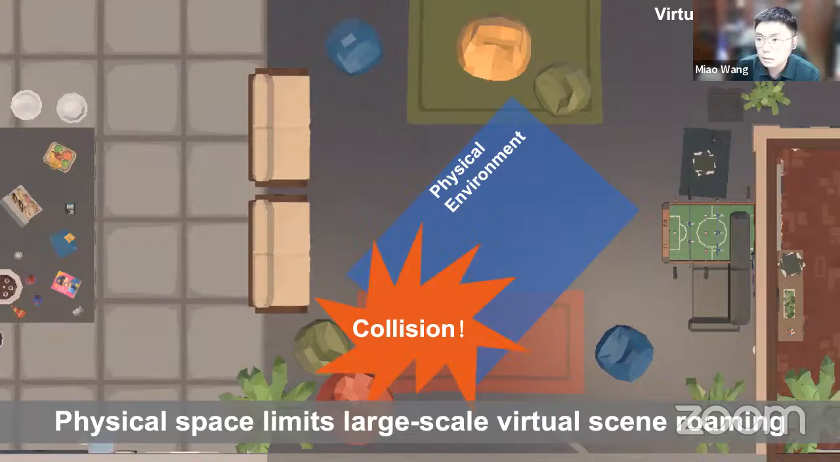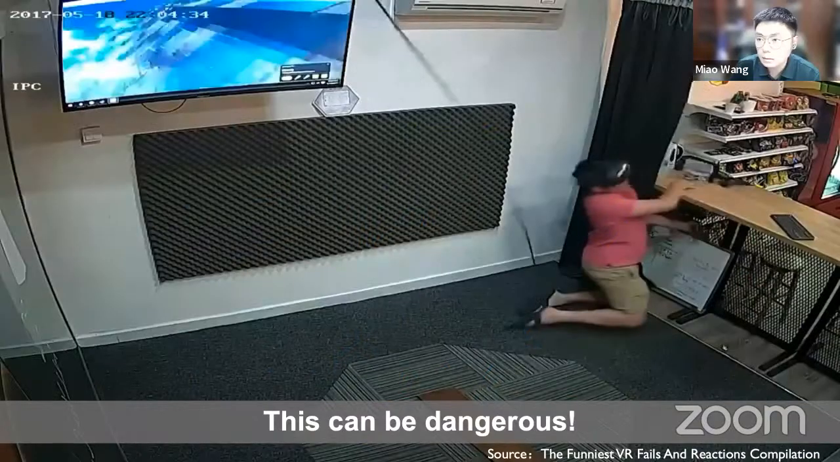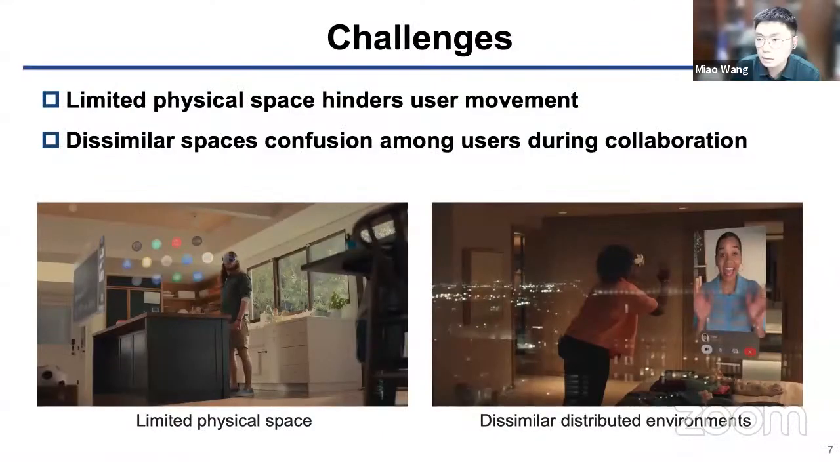So the challenges we are facing are twofold. First, the limited physical space hinders the user's movement. The second is that similar spaces can hinder the users' collaboration, and this issue is addressed very well by Professor Lee. And we have proposed solutions to this problem.